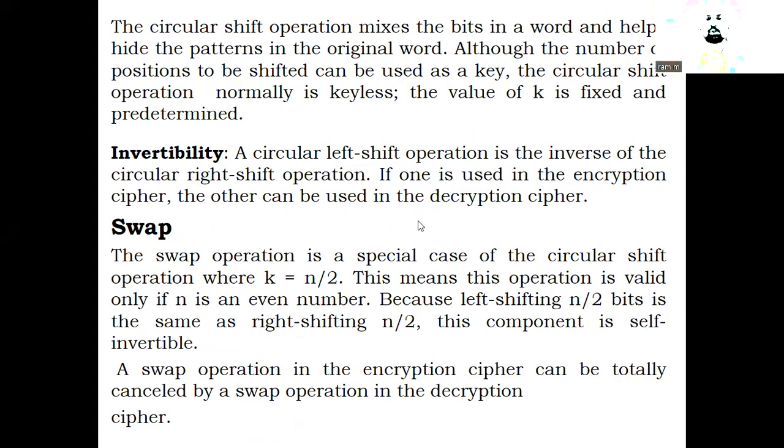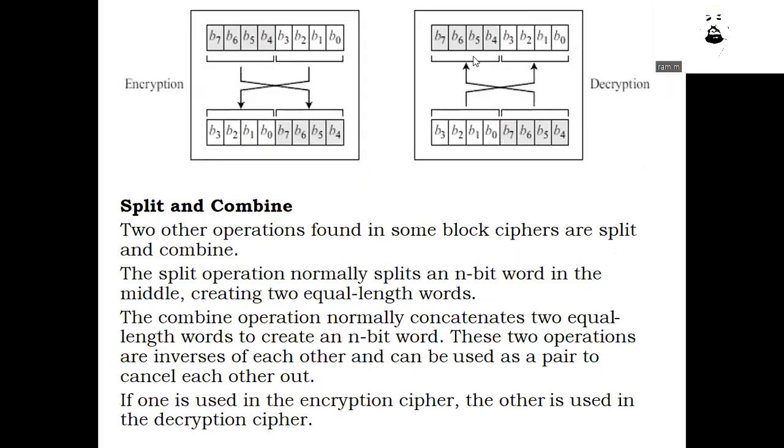Next is the swap operation. The swap operation is a special case of the circular shift operation where k is equal to n by 2. This means the operation is valid only if n is an even number, because left shifting by n by 2 bits is the same as right shifting by n by 2 bits. This component is self-invertible.